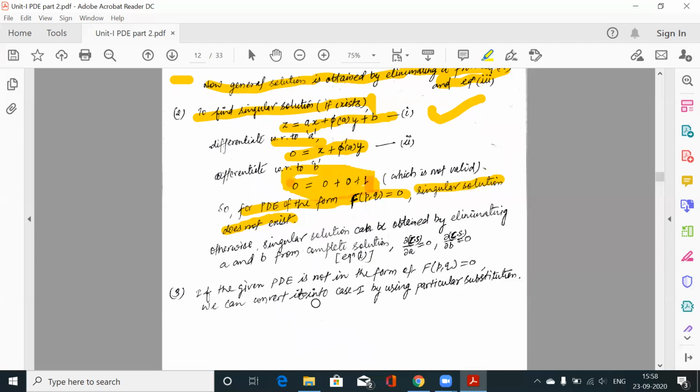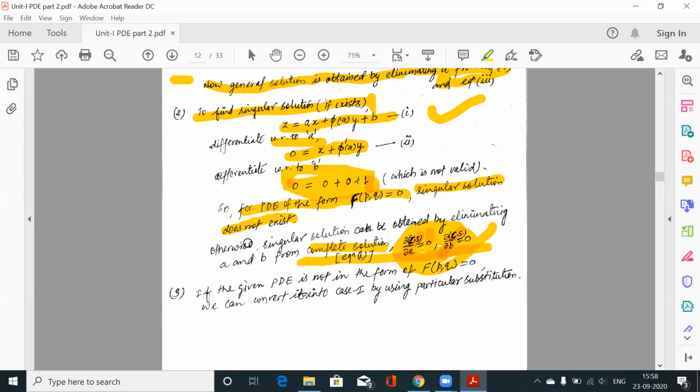Otherwise, how to find the singular solution? Just remember that you have one complete solution. Next, we have to differentiate the complete solution with respect to a, and with respect to b, so we have three equations. Then we just have to eliminate a and b from these equations. If the elimination is possible, then the singular solution exists. Otherwise, it does not exist. So this is the process.